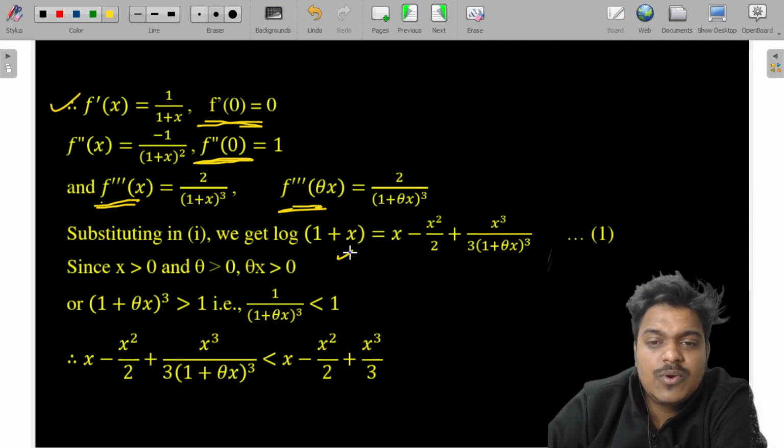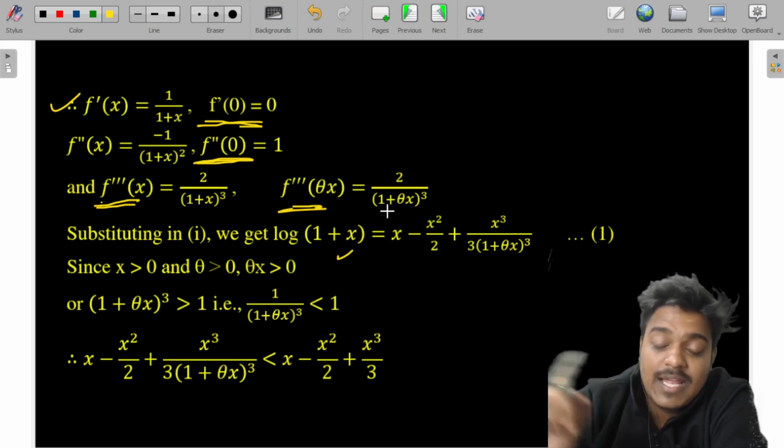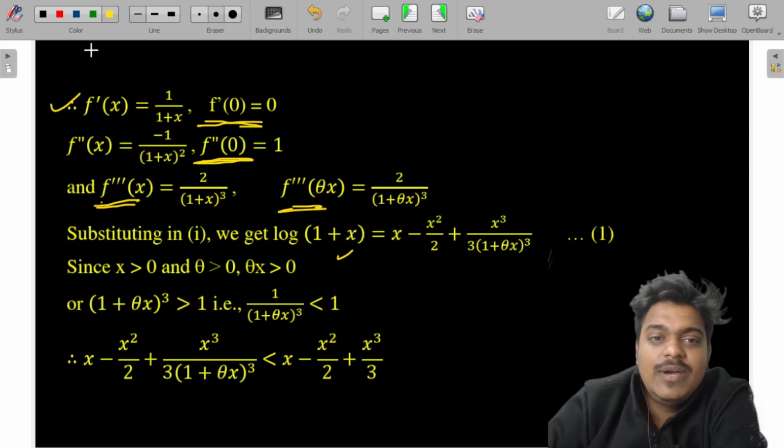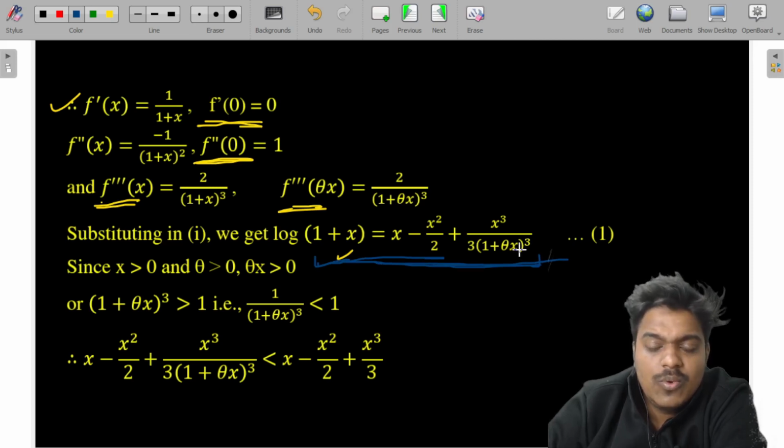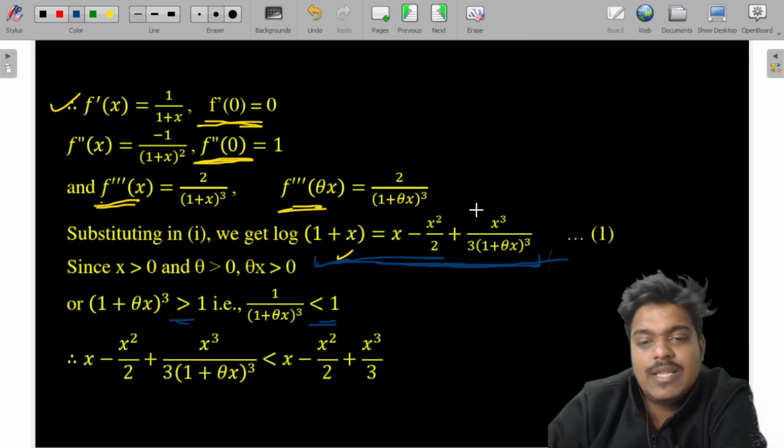As soon as you substitute the values in the Taylor series, you will get the equation in this form. Now you understand that 1 plus theta x the whole cube is greater than 1, that is, 1 upon 1 plus theta x the whole cube is less than 1. Okay, and when you try to solve, you know that this value will be greater than 0 and this value is less than 1. So you shift all the values to the right and you get the answer.